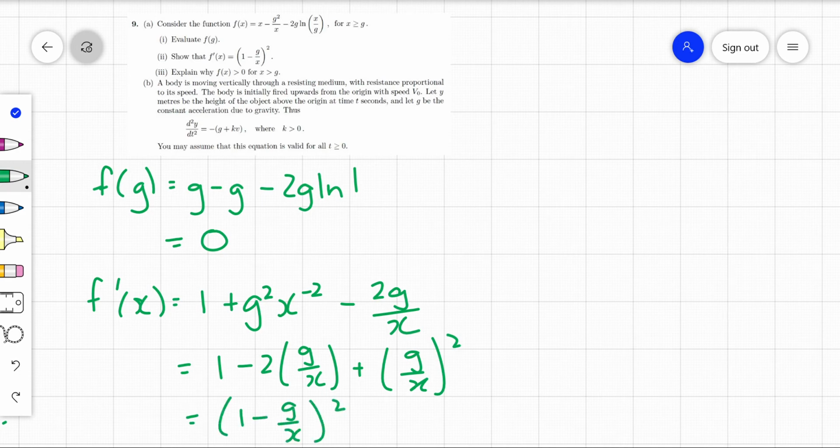So if f dash of x is always positive, that means if we're looking at gradient, that's always positive. And if we're starting at 0 and it's always positive, then we know f of x is always positive.